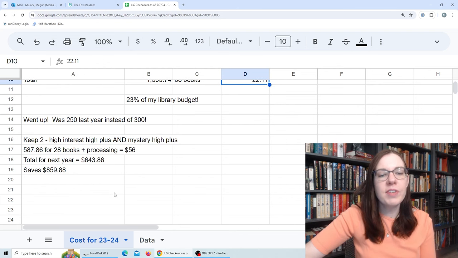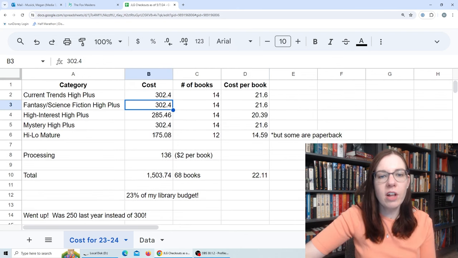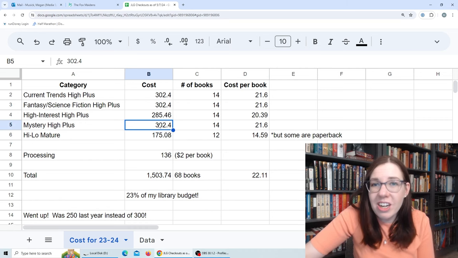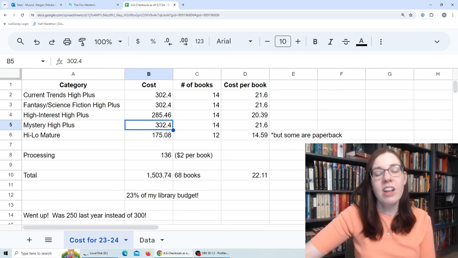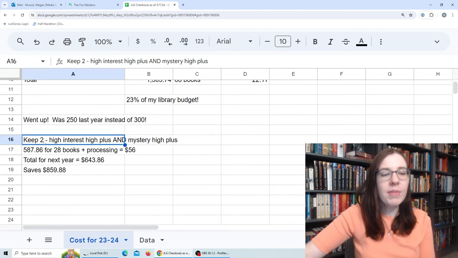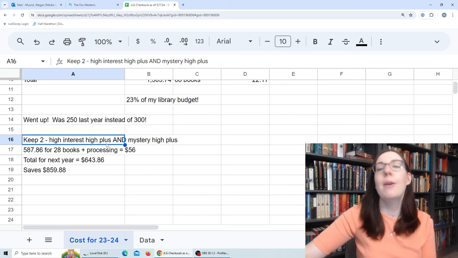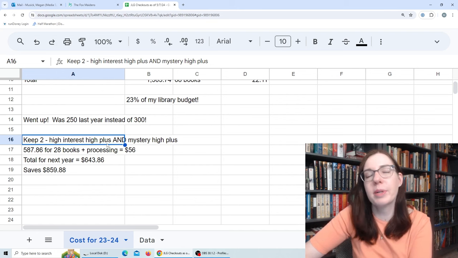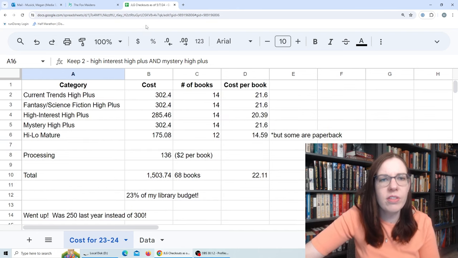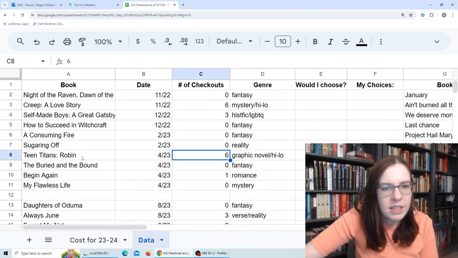It went up $250. Okay, so these categories that were $300 this year were only $250 last year. $50 in 1 year that they went up, that's a lot. So they are going up in price. That's quite expensive. And what I'm thinking is to keep two. I'm thinking to keep the high interest high plus and mystery high plus. Mystery is always huge. And I would pretty much order all the mystery books that they send me anyway.